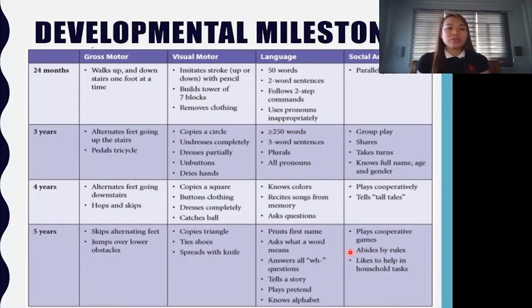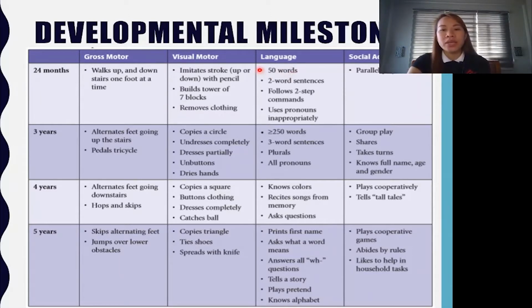Now, let's go to toddlers naman, 2 years old or 24 months. What can they do? They walk up and down the stairs 1 foot at a time, di ba? Paisa-isa lang, hindi pa nila kaya yung alternately na pag-step up. They imitate a stroke up or down, so you can already teach them strokes or writing a letter, yung connecting the dots. Build towers of 7 blocks, and they now know how to remove clothing. Remember, the first thing that you will learn is how to remove your clothes rather than putting on your clothes. So it's easier to remove the clothes kasi.